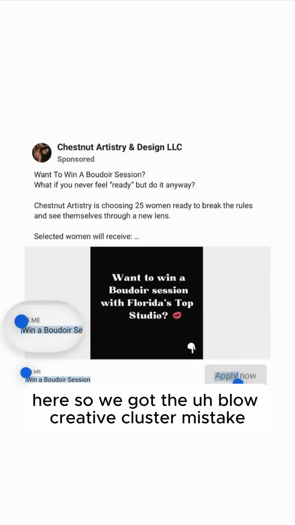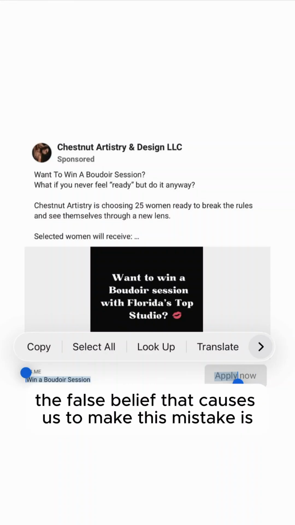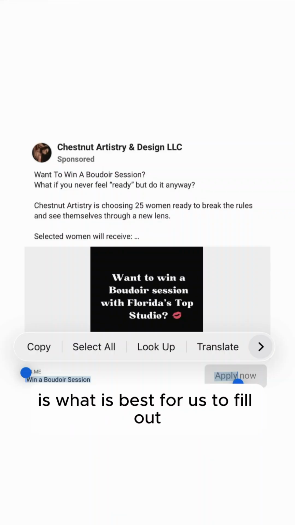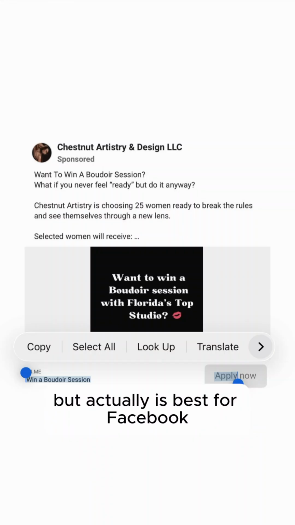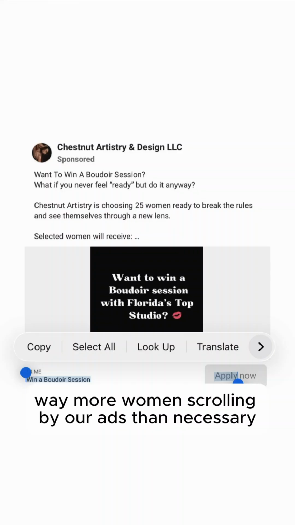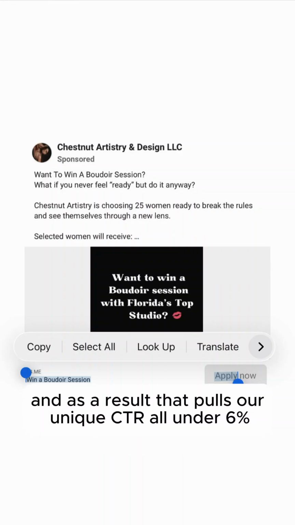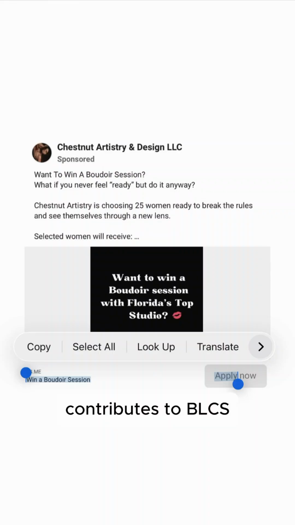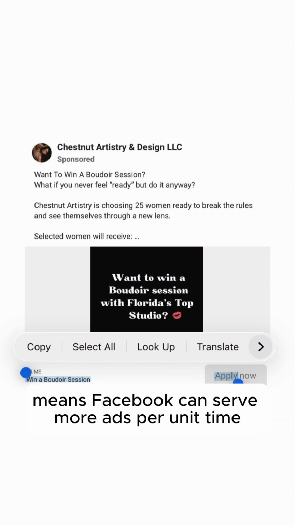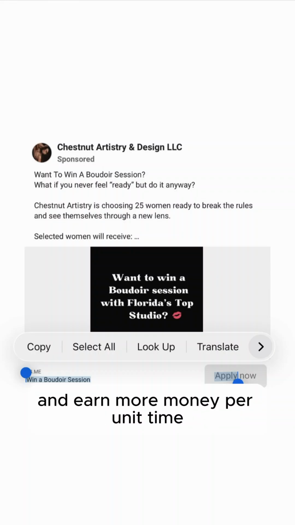So looking here, we got the below creative cluster mistake. The false belief that causes us to make this mistake is we're trusting what Facebook says we should fill out for our ad is what is best for us to fill out, but actually is best for Facebook. The consequence of this is way more women scrolling by our ads than necessary. And as a result, that pulls our unique CTR under 6%, contributes to BLCS. Facebook's happy though, more women scrolling by our ad per unit time means Facebook can serve more ads per unit time and earn more money per unit time.